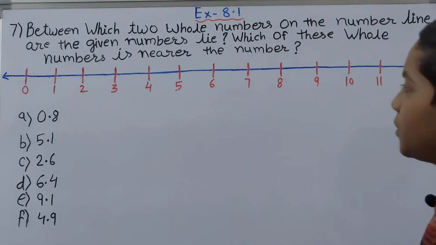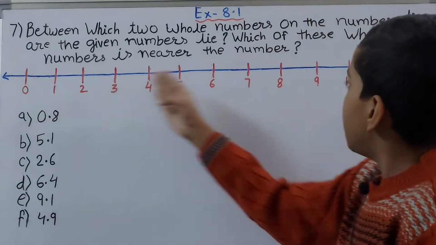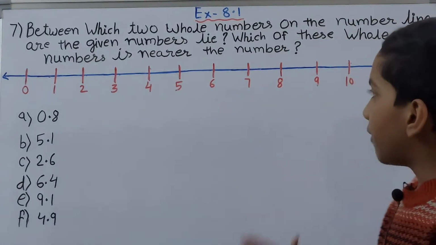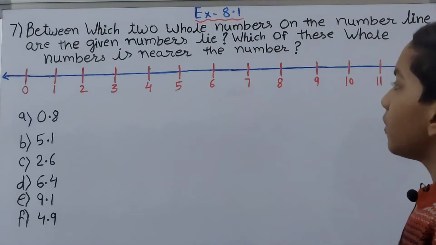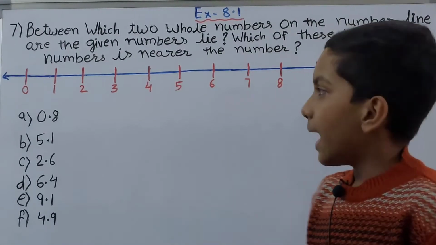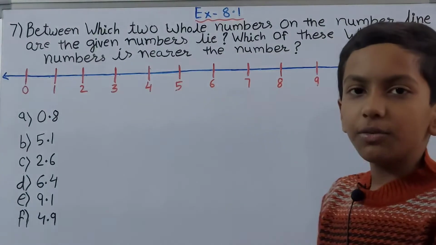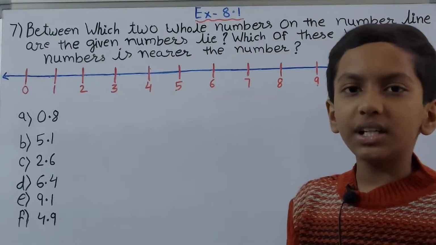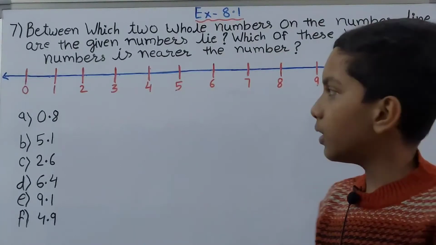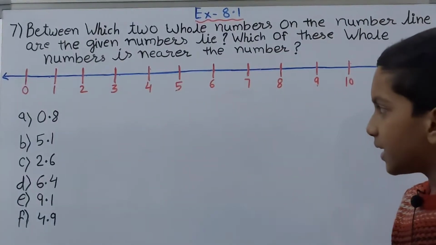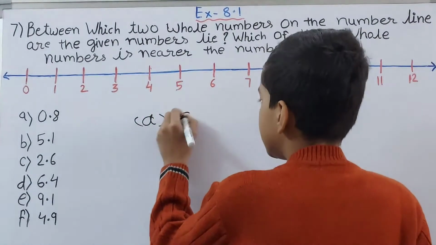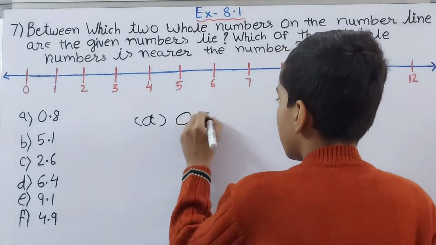What we have to do is see, in this number line, where our decimal comes. We have to locate that decimal, and we also have to find the two whole numbers. For example, we have to see that 0.8 is nearer to which of the two whole numbers. So let's get started with the A part, which is 0.8.